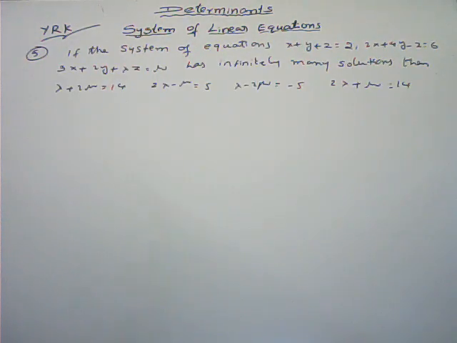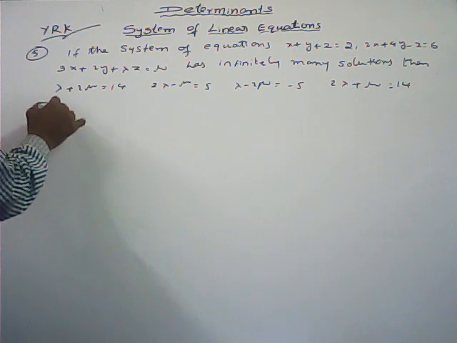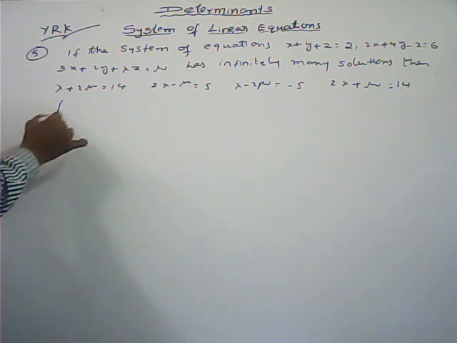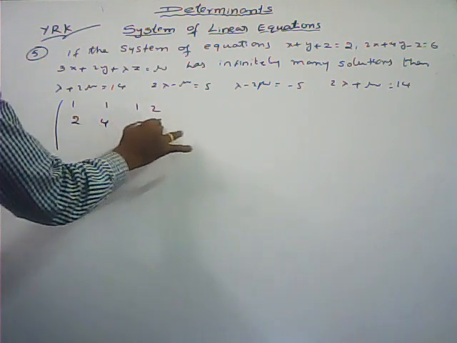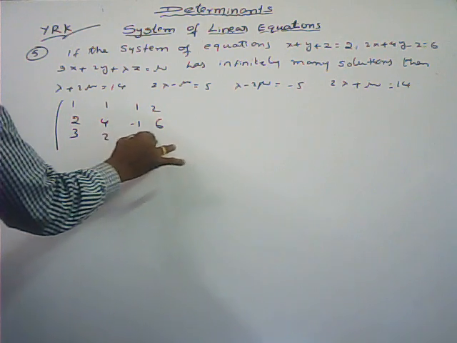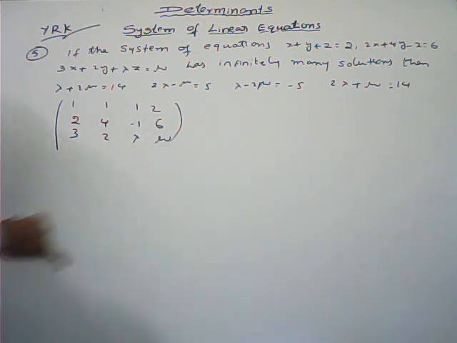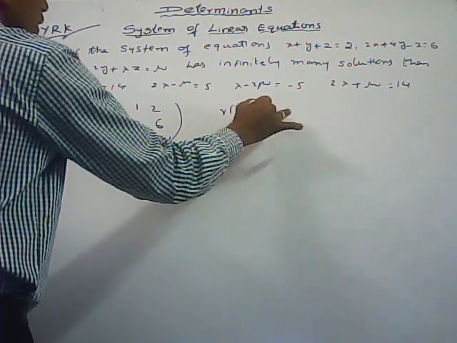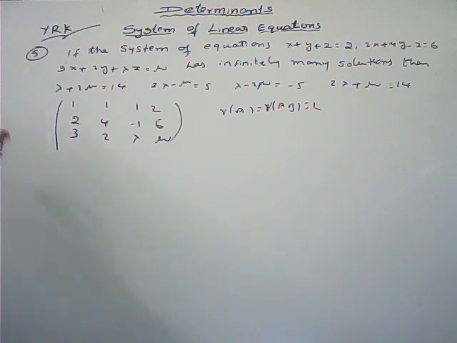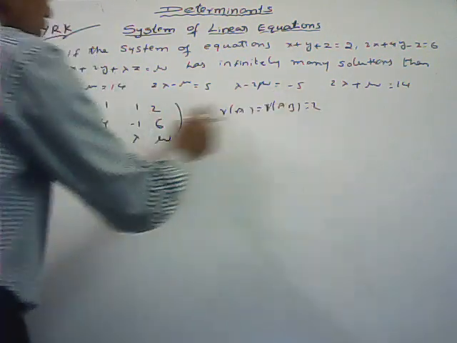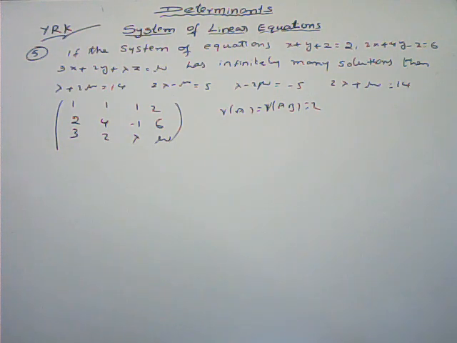Next one, if the system of equations x plus y plus z equals to 2, 2x plus 4y minus z equals to 6 and 3x plus 2y plus lambda z equals to mu has infinitely many solutions, here 1, 1, 1, 2, 2, 4, minus 1, 6, 3, 2, lambda, mu. Infinitely many solutions means rank of A is equal to rank of augmented matrix, both are equal to 2. And one more thing what I said, after converting into echelon form, all the elements in the last row should be equal to 0.